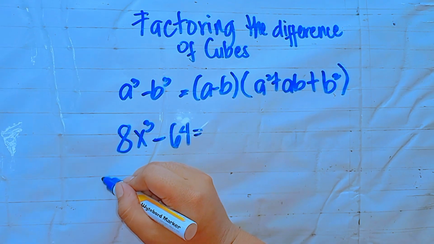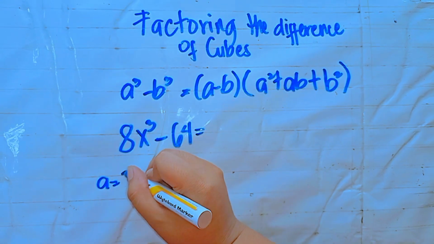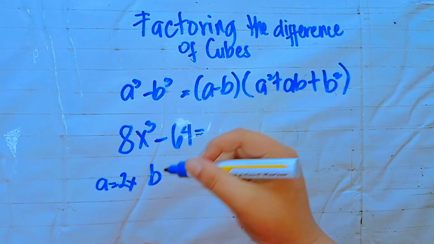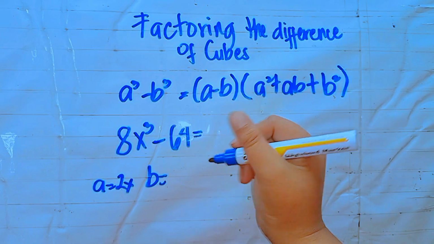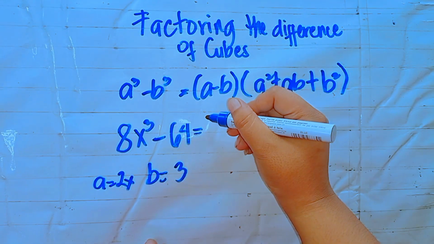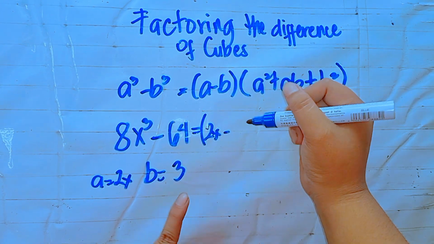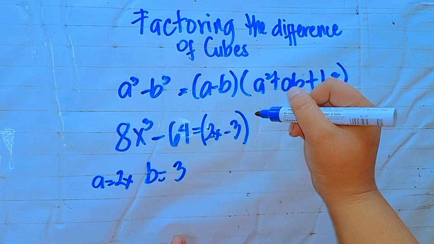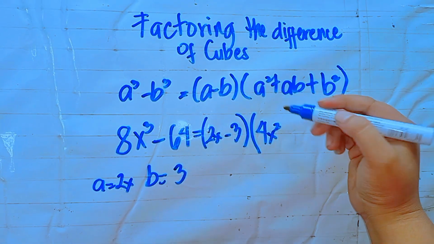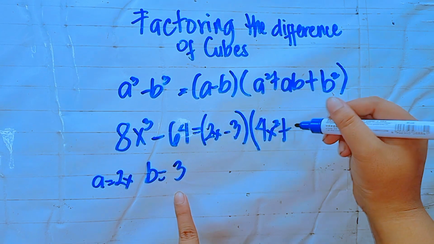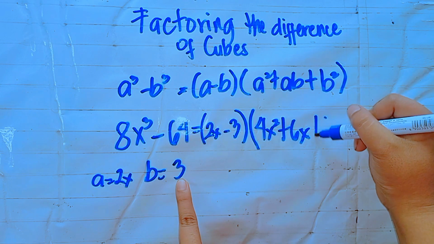So, we have a is equal to the cube root of 8x cubed, which is 2x. And b is the cube root of 64, which is 4. So, it's (2x minus 4), then a squared, 4x squared, plus a times b, which is positive 8x, plus b squared, which is positive 16.